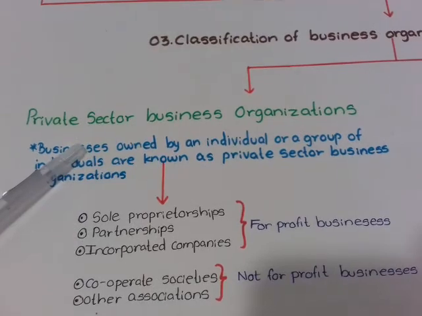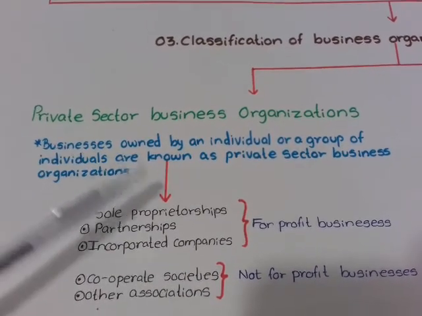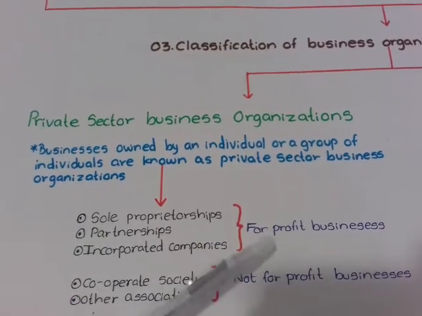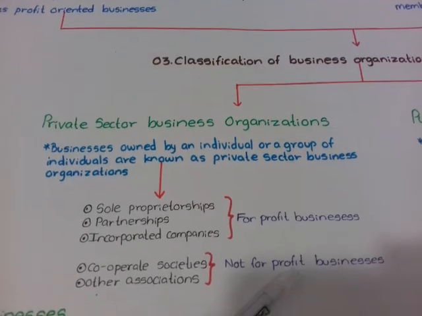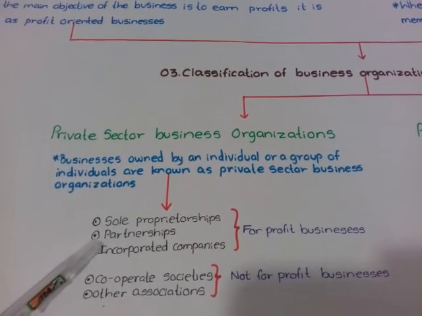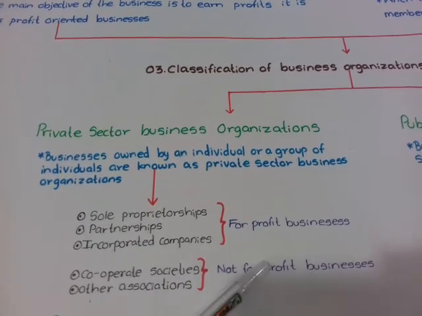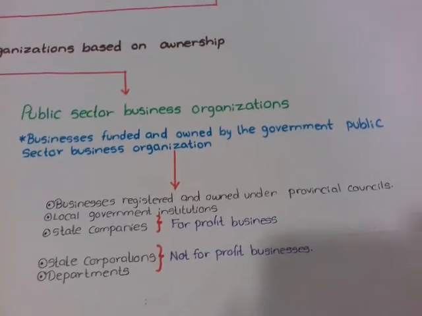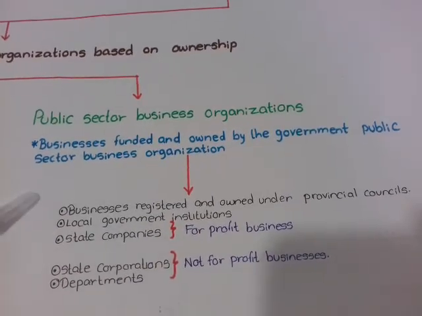So from that you can see in the private sector business organizations also there are these two classifications, the classifications we learned earlier. So you should remember that also. The first three are for-profit and the last two are not-for-profit. Now let's hop on to public sector business organizations.